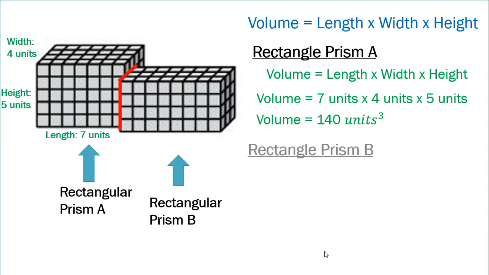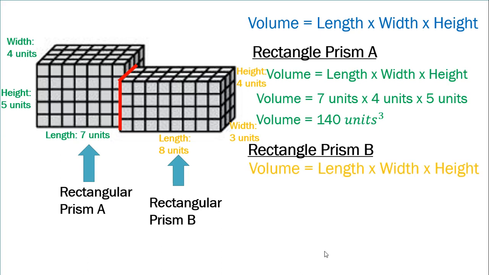Now let's find the volume of rectangular prism B. The length is 8 units, the width is 3 units, and the height is 4 units. So we're going to put these dimensions into our formula. 8 units times 3 units times 4 units. 8 units times 3 units is 24 units squared, and 24 units squared times 4 units is 96 cubic units. So the volume of rectangular prism B is 96 cubic units.